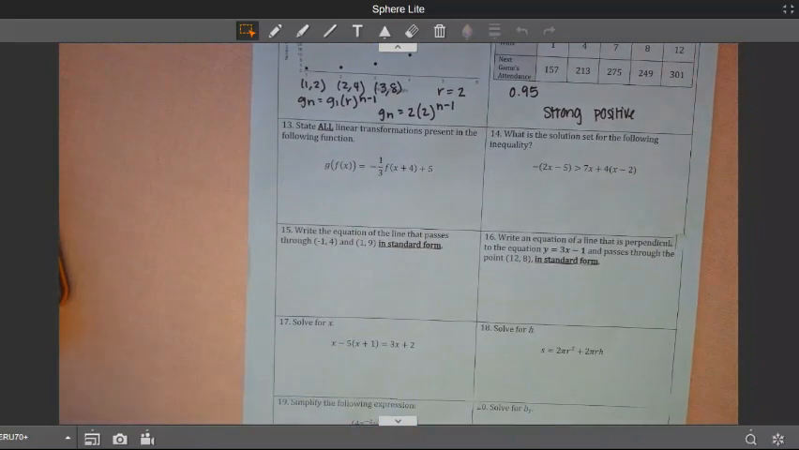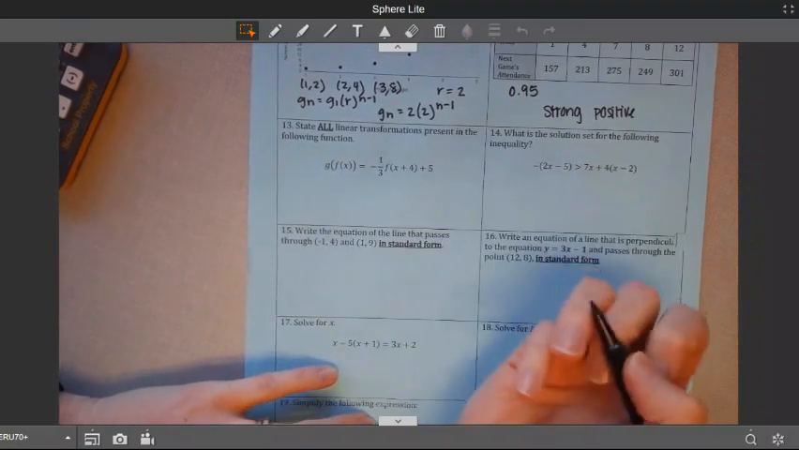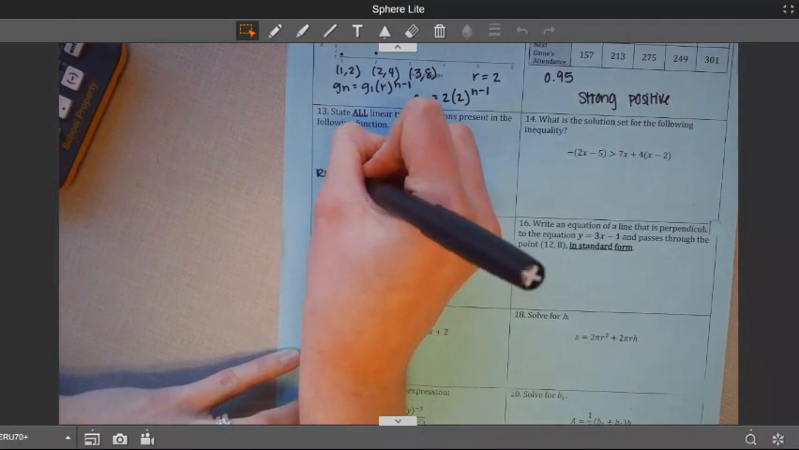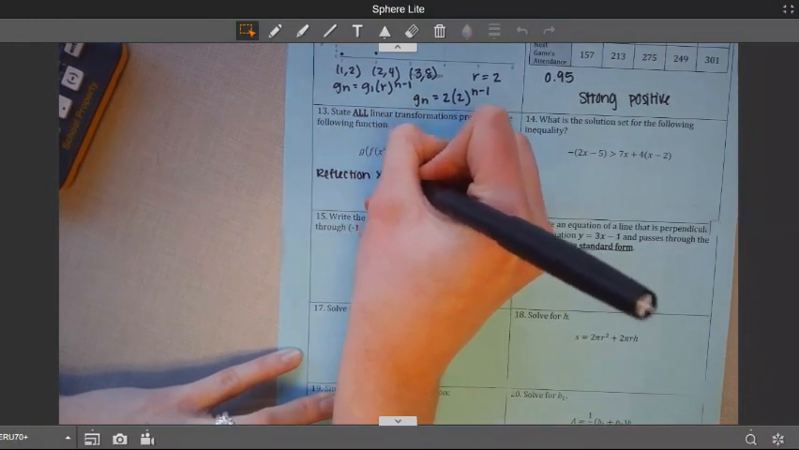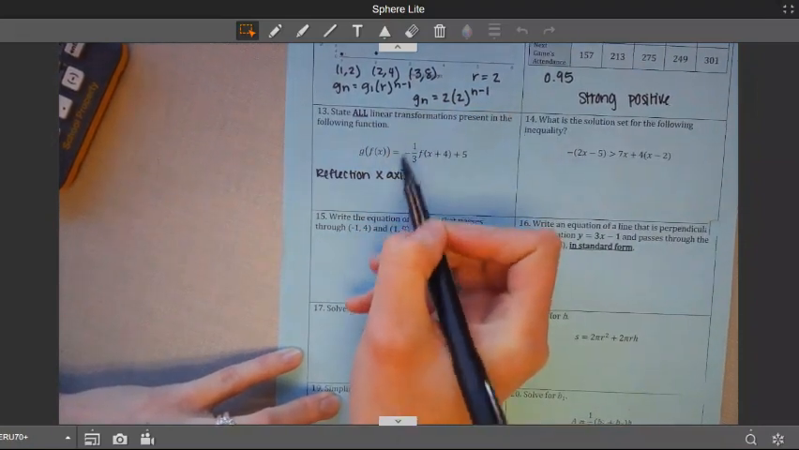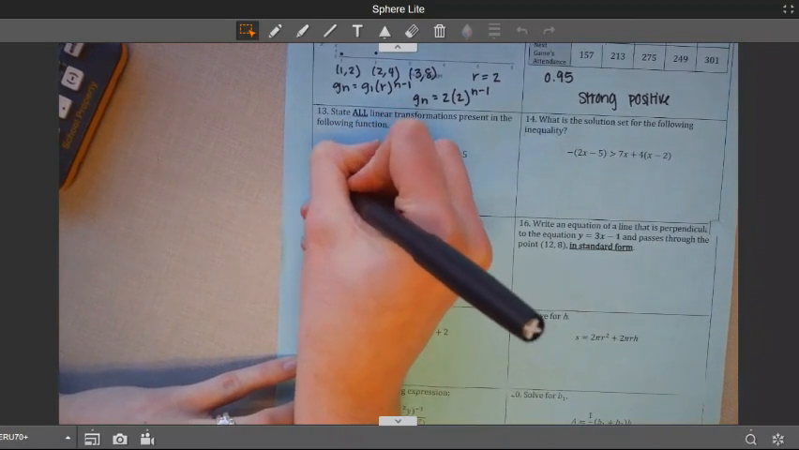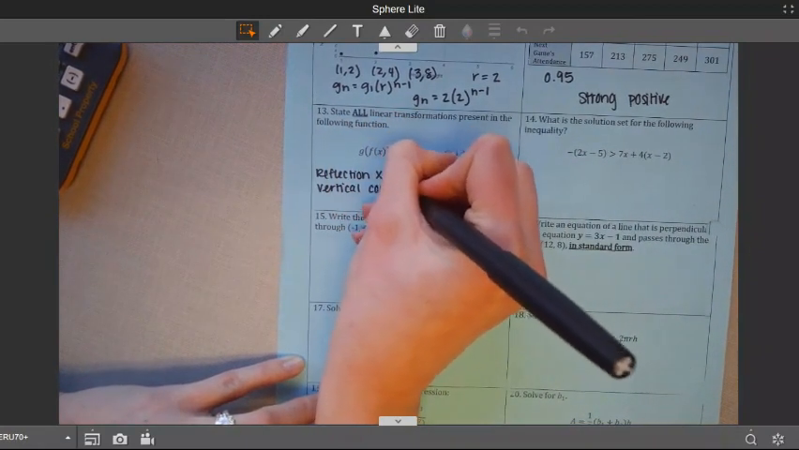Okay, state all linear transformations present in the following functions. All right, so I can see I have a negative, so this is a reflection. The negative is outside the parentheses, so this is going to be a reflection over the x-axis. I have 1/3 outside, it's being multiplied, so that's a vertical compression by 1/3.